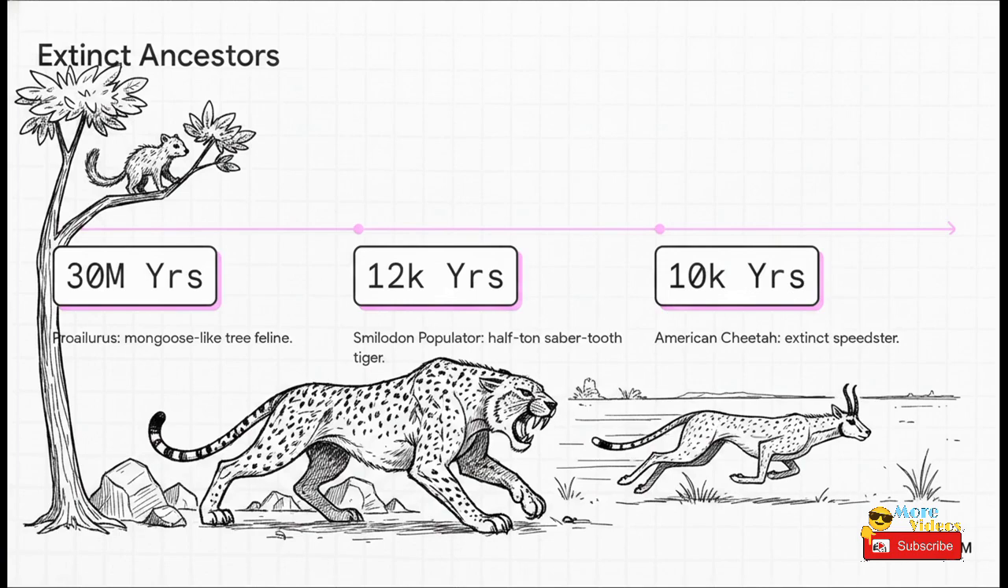And right around the exact same era, we had the American cheetah. Now, interestingly, it actually wasn't closely related to the modern cheetah, but it was an absolute speedster, spending its days hunting pronghorns right up until it died out shortly after humans arrived in the Americas.